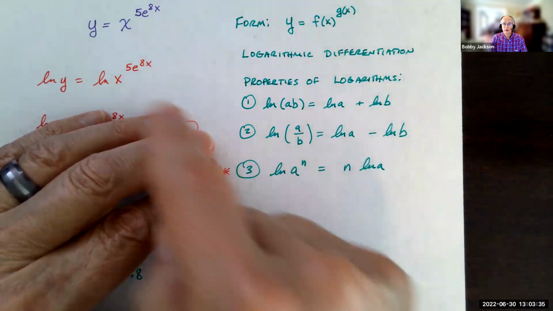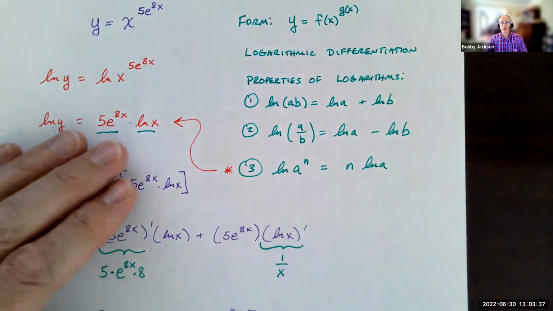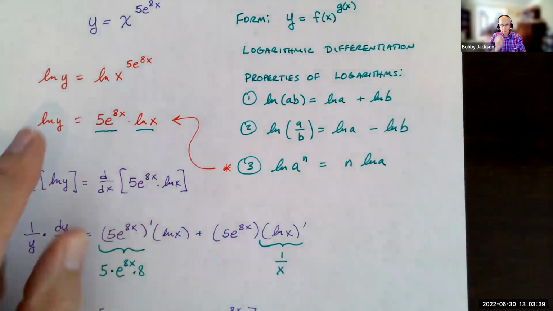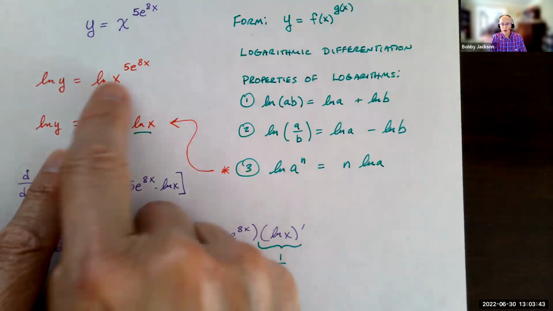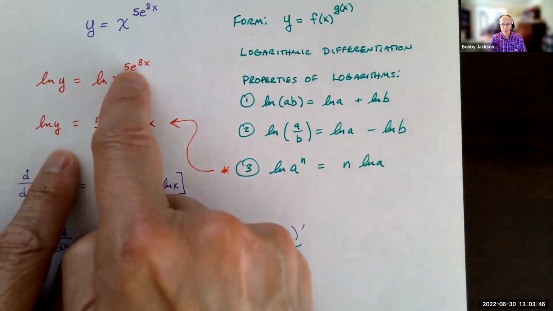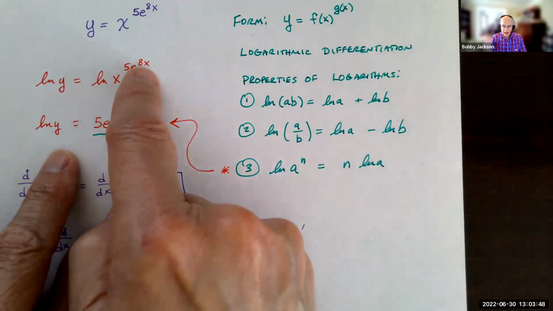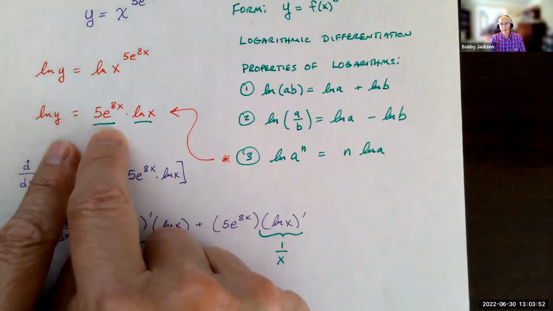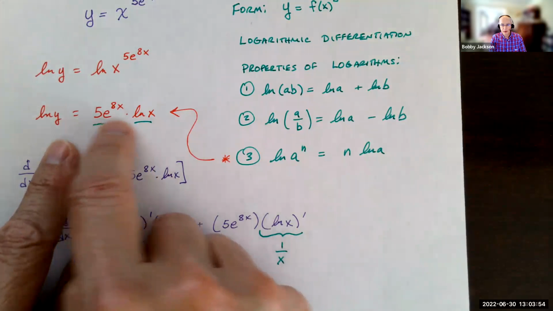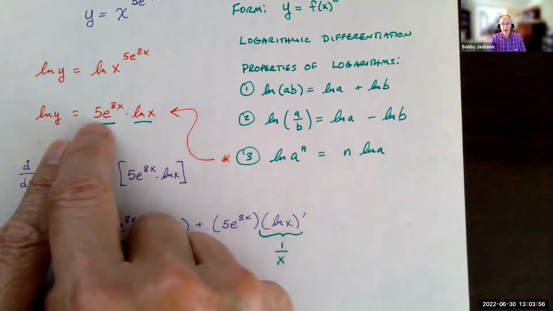Okay, so the first step, of course, is to take the natural log of both sides of this. And then on the right-hand side, we'll use this property. You have x as the base. The exponent is 5e to the 8x. That exponent 5e to the 8x comes in front. And then I put a little dot there to remind us we're multiplying now, right? So you have a product.